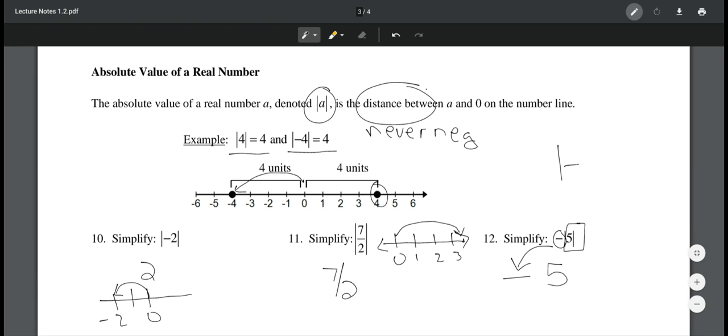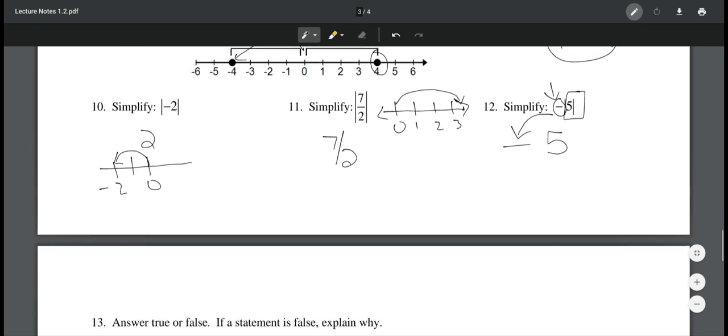Now, if that had been the absolute value of negative 5, notice the negative sign is inside, it would have been positive 5. So there's a big difference between having a negative on the inside of your absolute value versus having one on the outside. So pay attention to those.